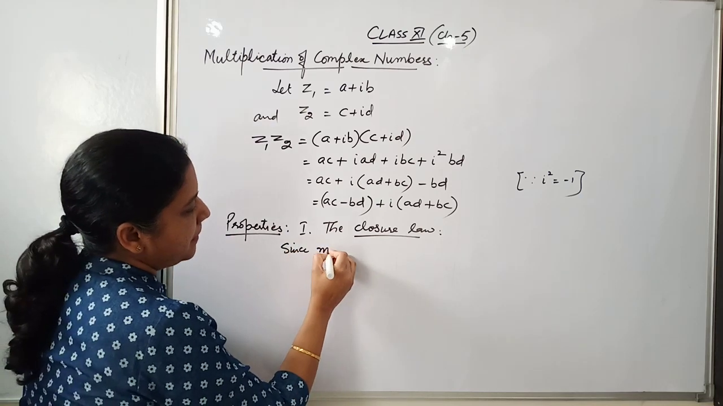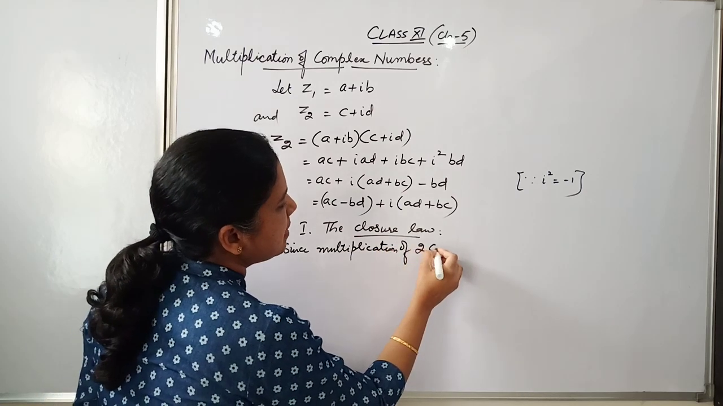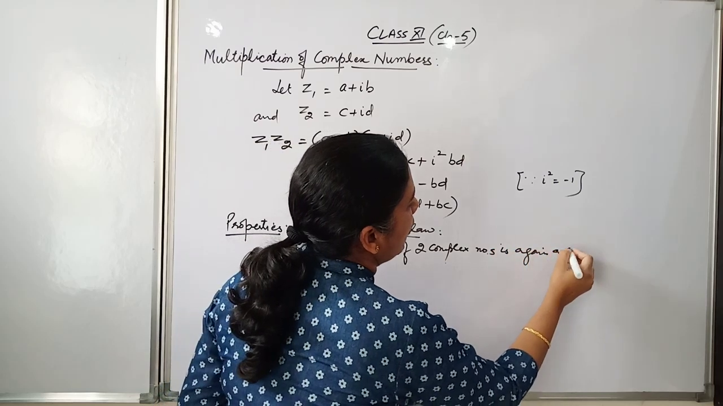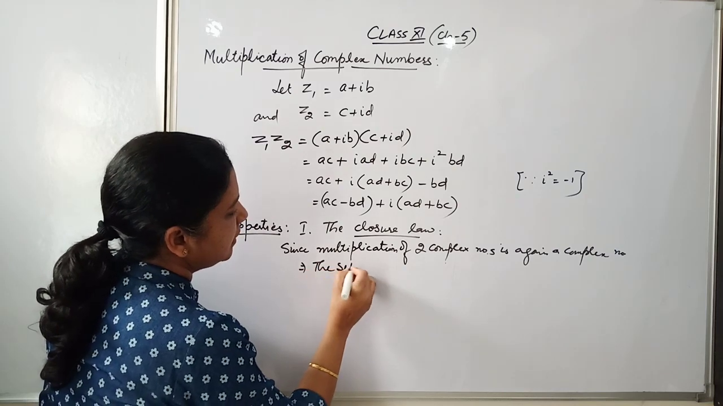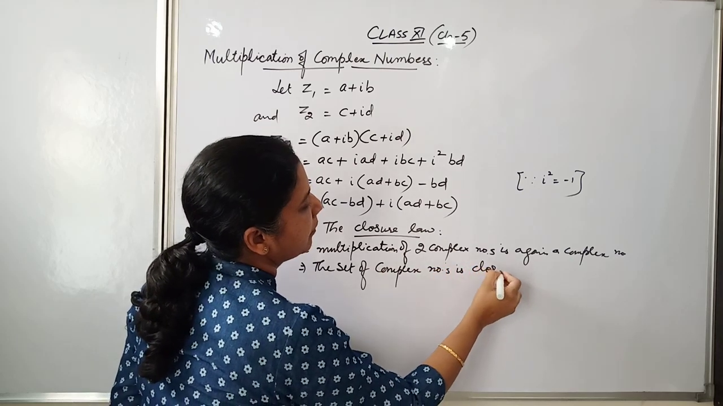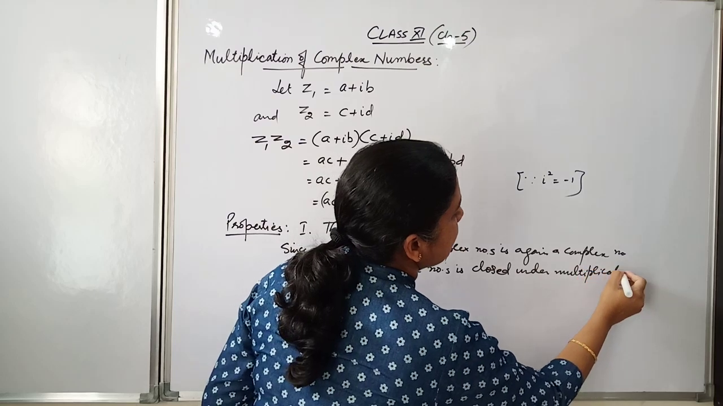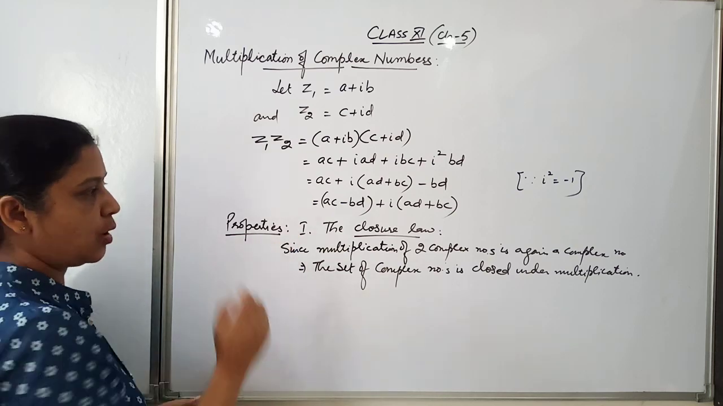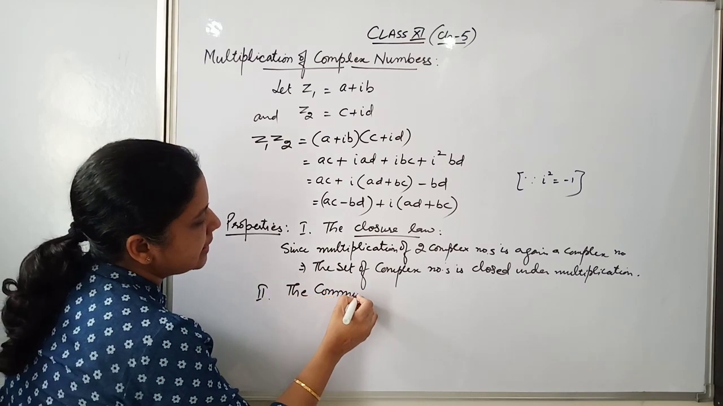Since multiplication of two complex numbers is again a complex number, this implies the set of complex numbers is closed under multiplication. So to get the result, you do not need anything from outside; you will get the results of multiplication from the same set. So this is the first property, the closure law. Second property is the commutative law.